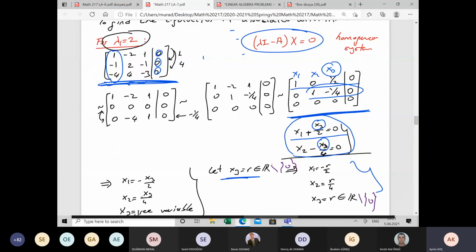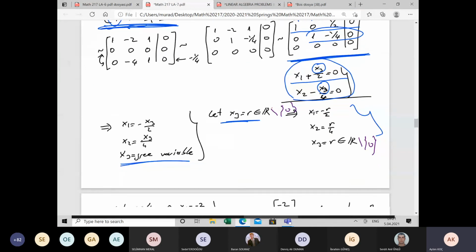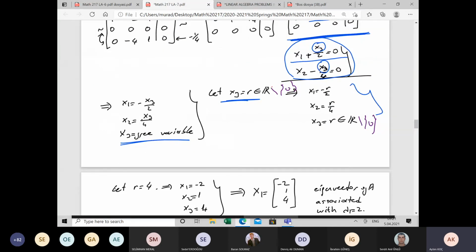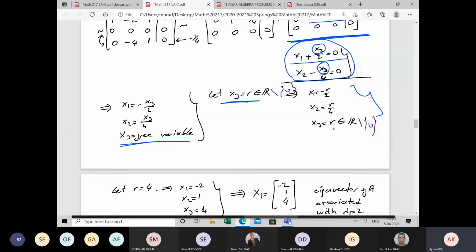Our aim is to get only one non-zero solution, because our aim is to get the non-zero vector. So write here any value, but r should be non-zero. What is the reason? If we take r as 0, this one is 0, this one is 0, this one is 0, so we obtain the 0 vector. But our aim is to get a non-zero vector, because an eigenvector should be non-zero. So here you have to write that r should be non-zero.